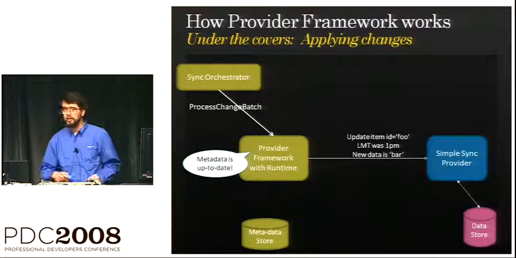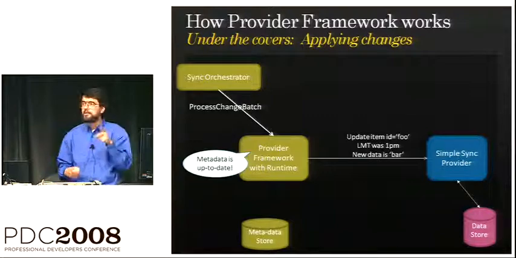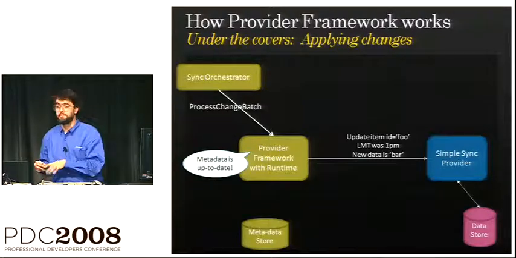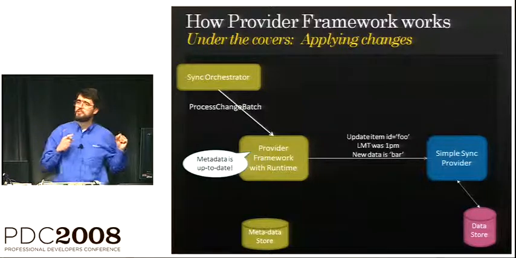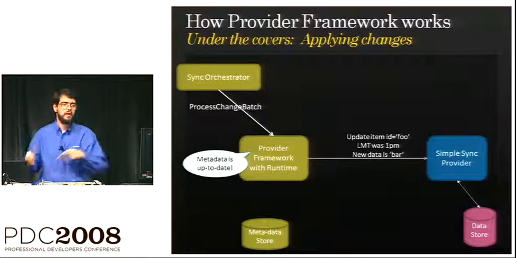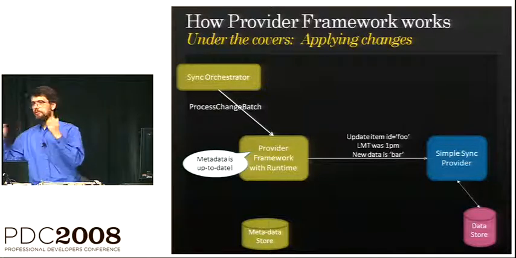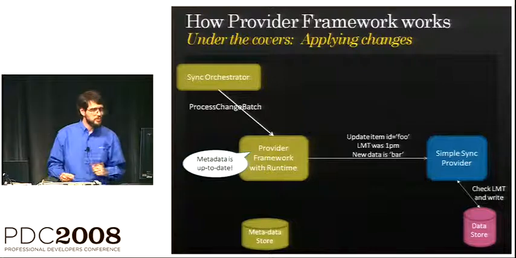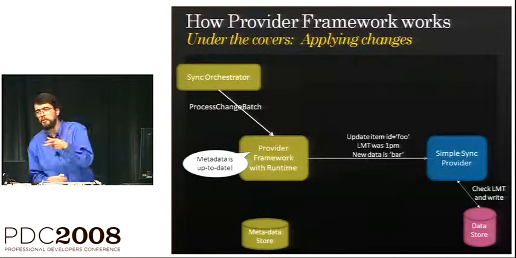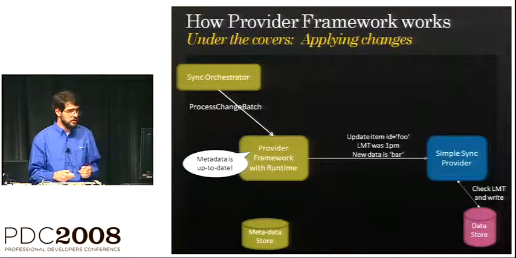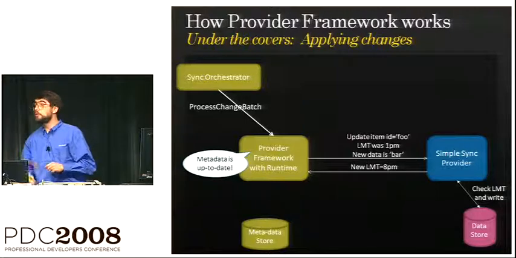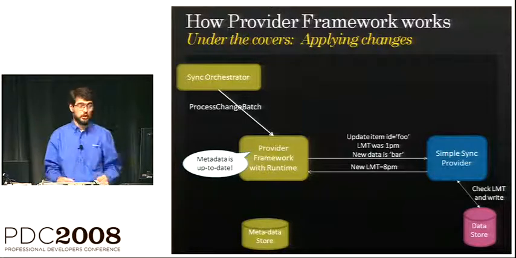So in this case, it is calling it and telling it that an item with ID foo, being whatever it is that this particular provider called it, whose last modified time was 1 p.m. last time we checked in this store, has now been updated, and the values are now bar. The job of a simple sync provider is to check for race conditions, where it checks whether the last modified time in the store is still 1 p.m. If it is, write the object. Otherwise, complain to the provider framework, and it will take care of that by handling an appropriate conflict.